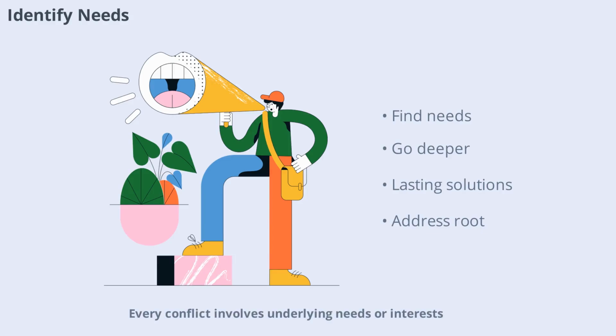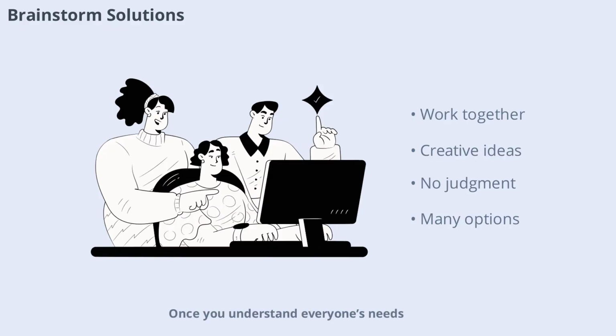Every conflict involves underlying needs or interests. These might include the need for respect, recognition, or resources. By identifying what each person truly needs, you can find solutions that address the root of the problem, not just the surface issue. This step is key to finding lasting resolutions. Once you understand everyone's needs, work together to brainstorm possible solutions.